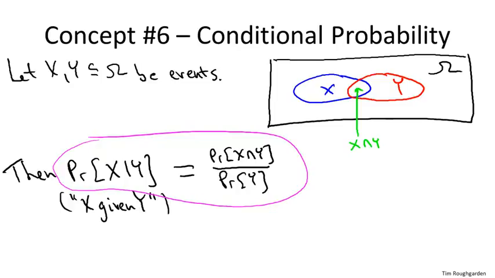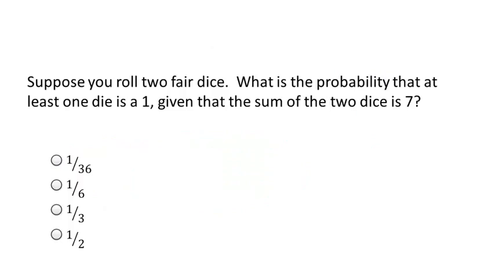Let's turn to a quiz using our familiar example of rolling two dice to make sure that the definition of conditional probability makes sense to you. Okay, so the correct answer to this quiz is the third answer. So let's see why that is.